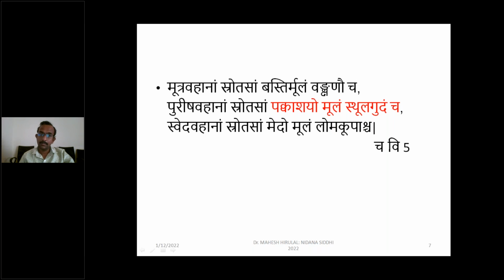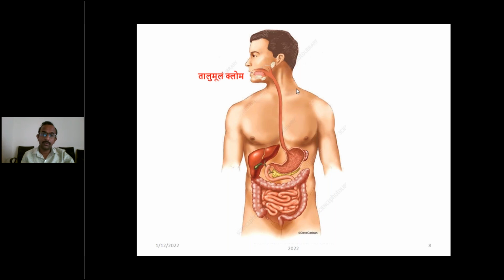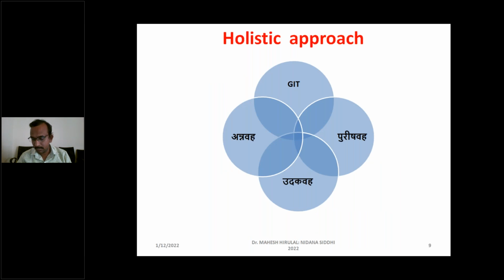Then see, the GIT is extended from the mouth up to the anus, but from the Ayurvedic understanding, it is mainly of three sets of srotases. One is Udakavaha srotas, Talu, Mula, and Kloma, the oral cavity; Amashaya Mula and Vamaparshva, the upper GI; and the Pakwashaya and the Sthulaguda, the lower GI. So with this understanding, a holistic approach is needed.